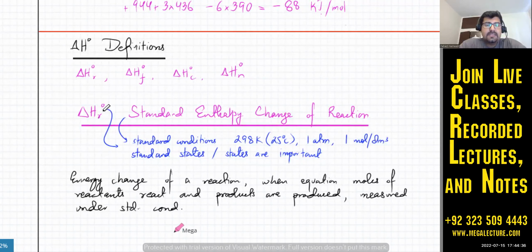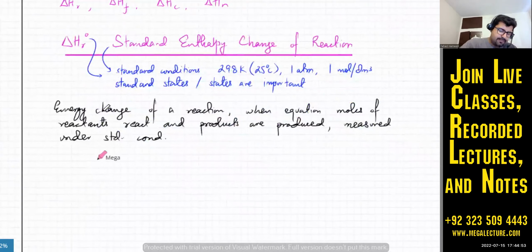But that is not the enthalpy change of the reaction. It's the enthalpy change of a certain quantity of reactants that you reacted. In the lab, you burn a certain amount of petrol. So let's say this is petrol. There's octane in it.